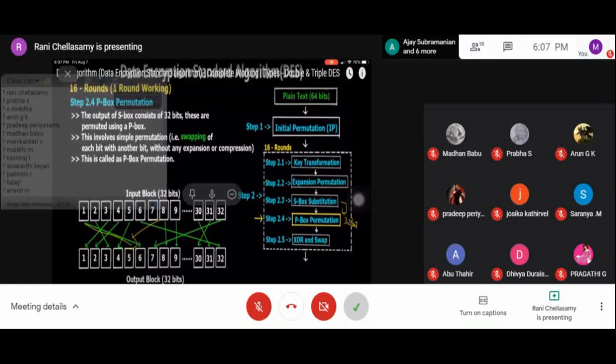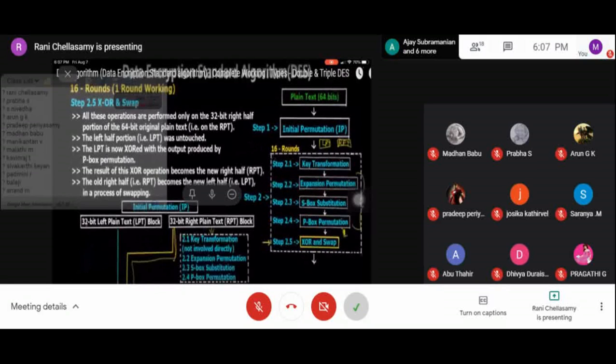So far we are performing all these steps with the RPT only. We didn't even go for the LPT, so the right plain text of 32 bits only. We are considering all these steps: key transformation, expansion permutation, S-box substitution, P-box permutation. So what happens with this step 2.5? We are going to perform the XOR operation and the swapping operation.